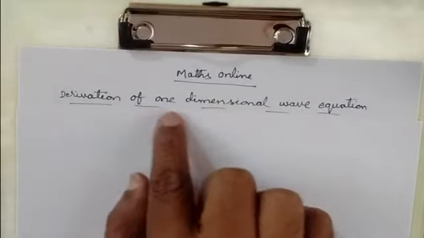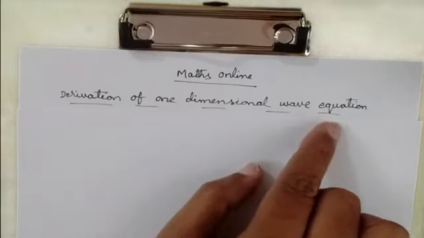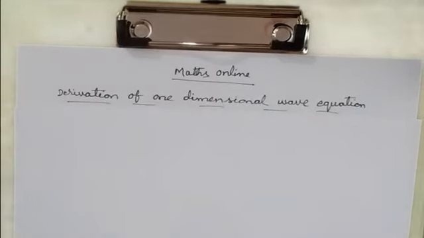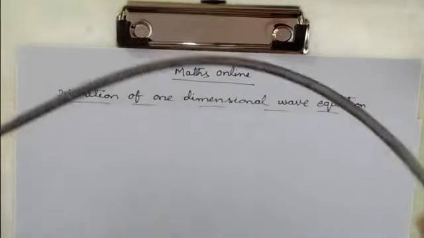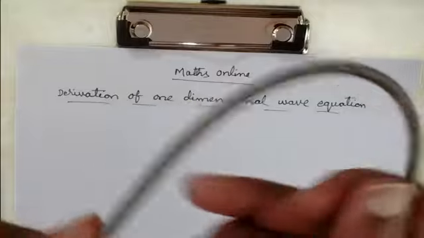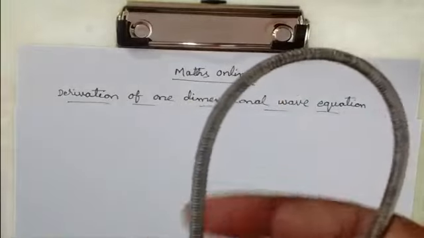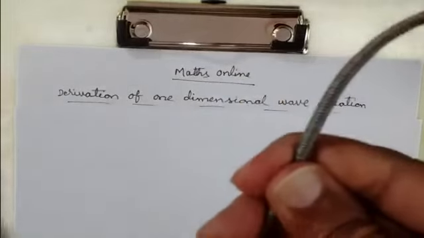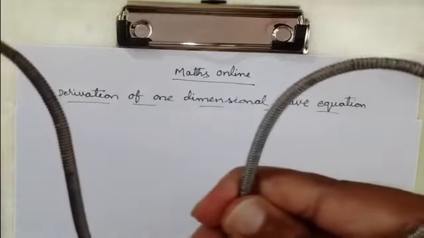Today's topic is derivation of one-dimensional wave equation. To solve the derivation of one-dimensional wave equation, we'll consider a flexible string, in such a way that you will be able to form the waves. So you can see that you are taking a string in such a way that you are able to form the waves in this form.